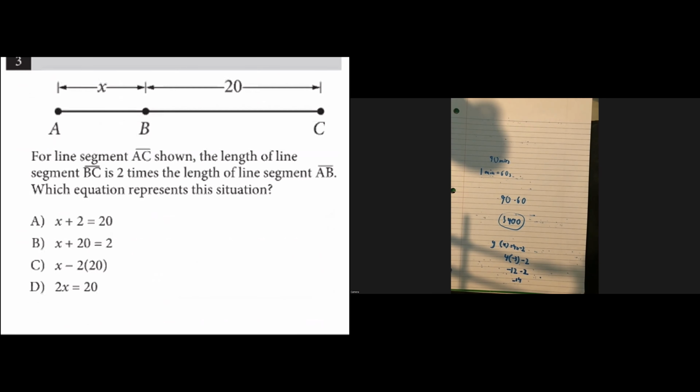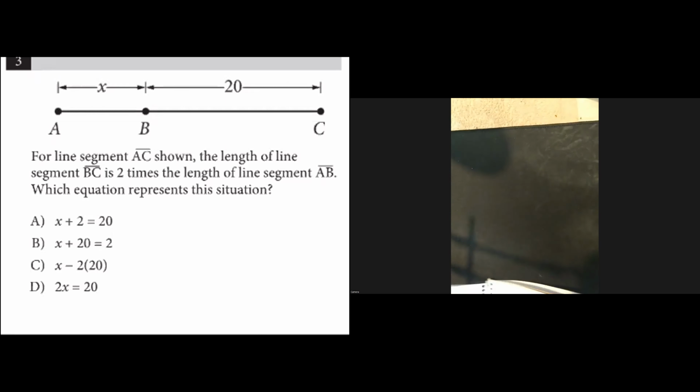Question 3. We have line segment ABC. We have segment AB as being X and segment BC as being 20. And we know the length of line BC is 2 times the length of AB. Well, if BC is 2 times the length of AB, then that means AB has to be 20 divided by 2, or 10. And so it asks, which equation represents this situation, which is segment AC.